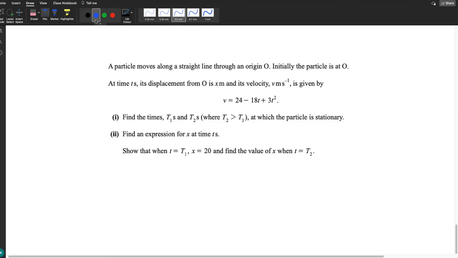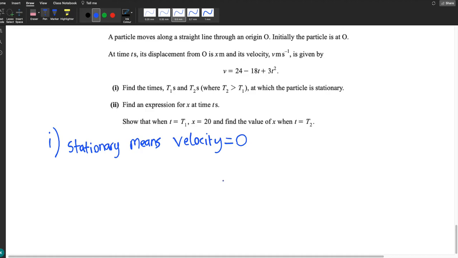All right, so stationary, let me just write that for part 1. Stationary just means that the velocity equals 0. That's all that means. Okay, so if we know that the velocity is equal to 0, well, we've got an expression for the velocity. It's this thing here. So that means that 24 minus 18t plus 3t squared equals 0.